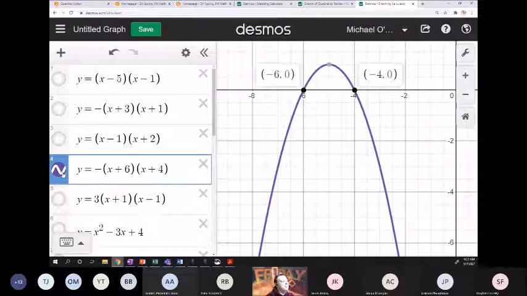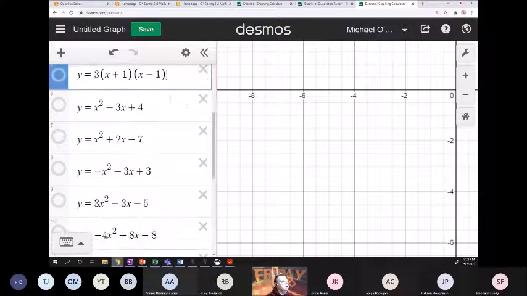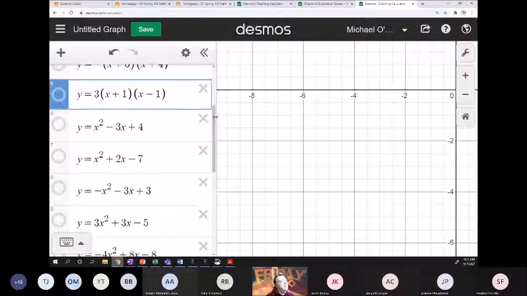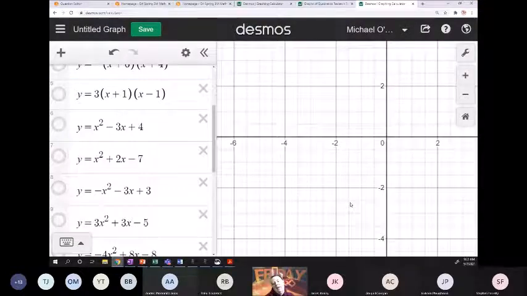Okay, this last one here. 3 bracket x plus 1, x minus 1. Think to yourself, where are my zeros going to be? Is it going to be up and down?